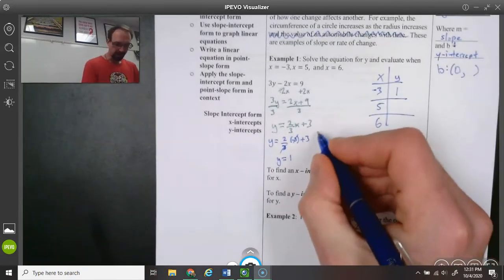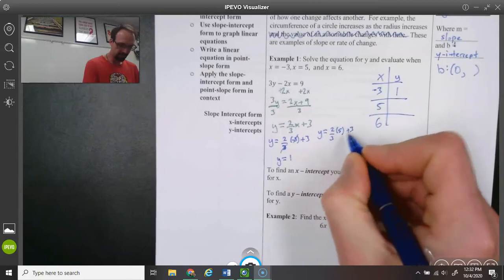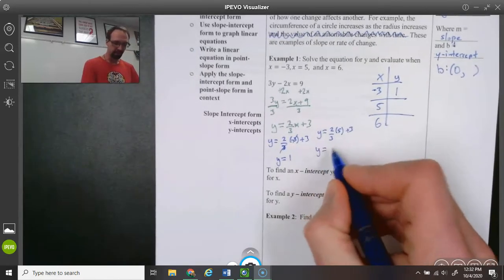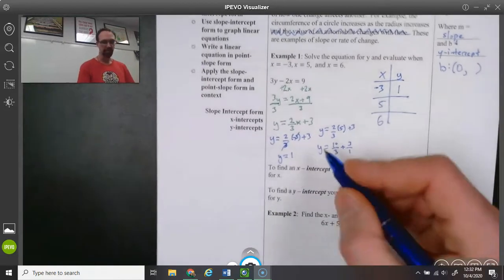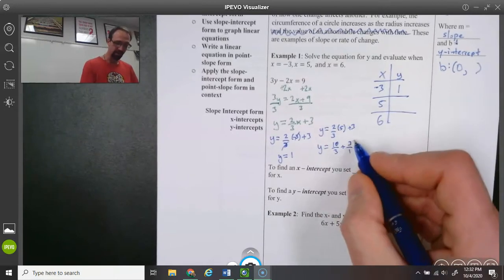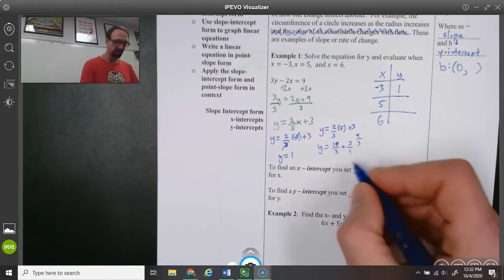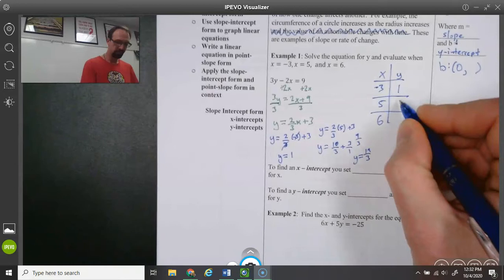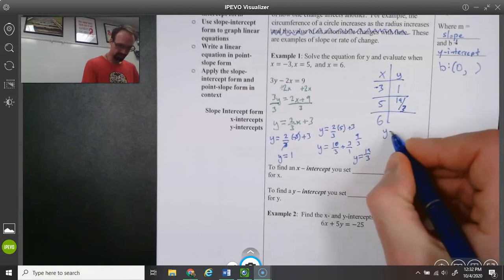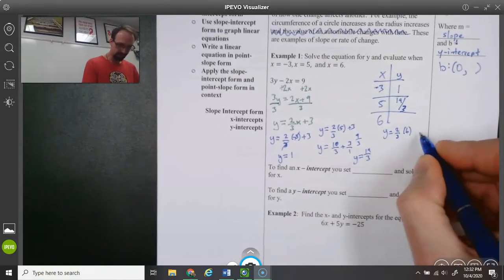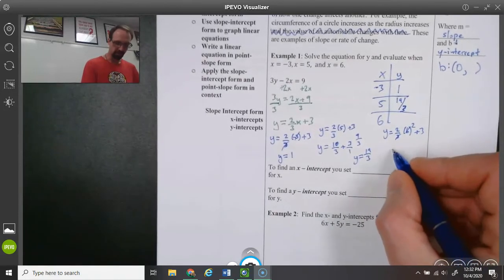If I plug in 5, then I'm going to have y equals 2/3 times 5 plus 3. This doesn't cancel. I get 10/3. Y equals 10/3 plus 3. To add fractions with unlike denominators, I need to have the same denominator first, so this is going to become 9/3. That way I can add them, multiplying the numerator and the denominator by 3. So this is going to be y equals 19/3. And then for 6, plugging in 6 for x, this cancels to just be a 2, 4, 4 plus 3 is 7, so y equals 7.